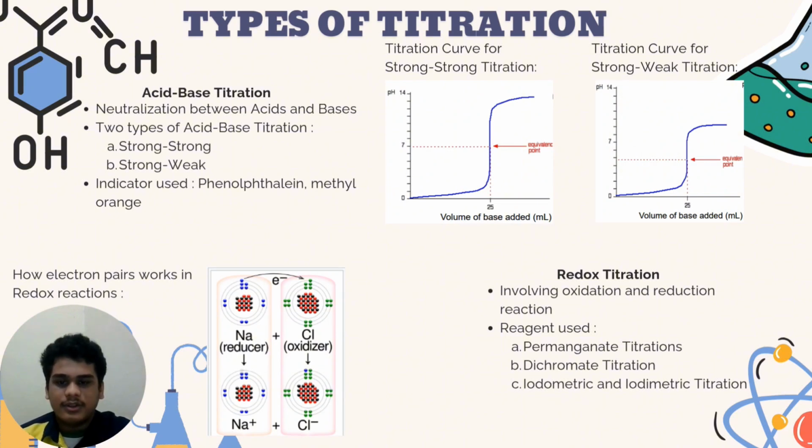It involves oxidization and reduction reactions between what usually are ionic pairs. The reagents used are permanganate titration, dichromate titration, and iodometric and iodimetric titration. Here is how electrons work in redox titration. The sodium donates an electron to the chlorine ion.